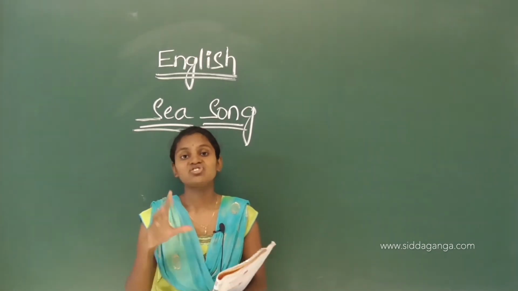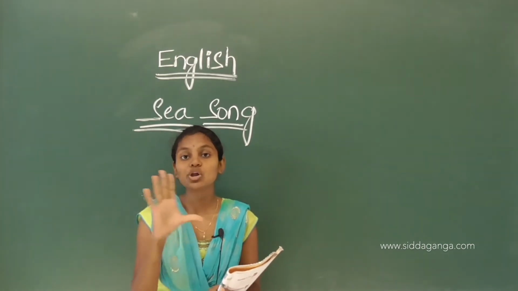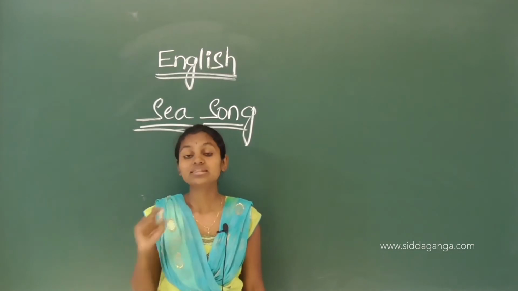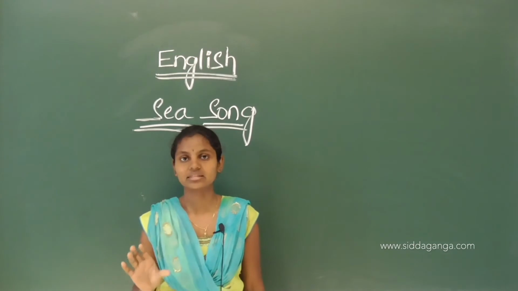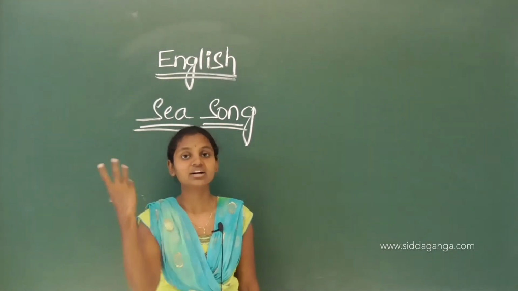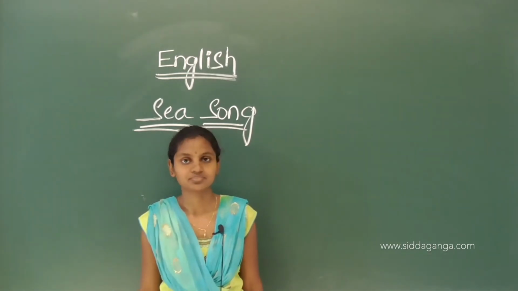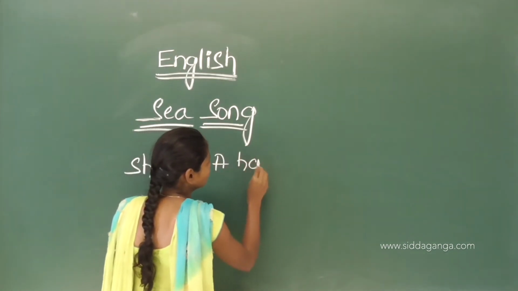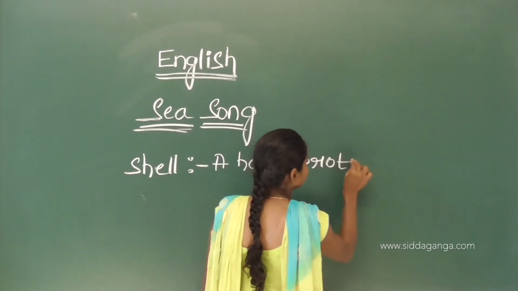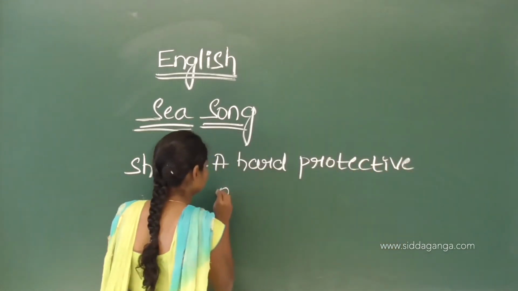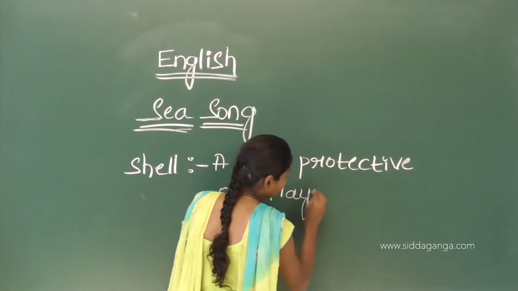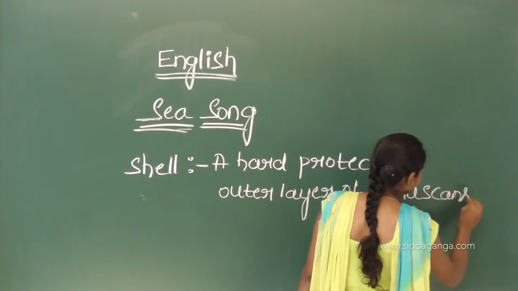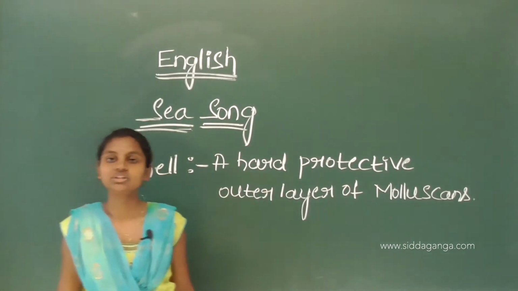Shell means what? Shell is a hard protective layer of the molluscans or crustaceans. So, in the sea, you can see many animals, right? In those animals, there are some animals which are called molluscans or crustaceans. Those animals are covered by a hard protective layer, which is called a shell. Okay, write down the meaning. Shell means a hard protective outer layer of molluscans. Okay? Shell is a hard protective layer of the molluscans.